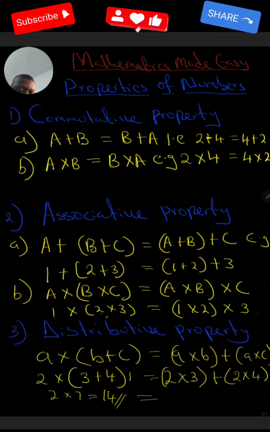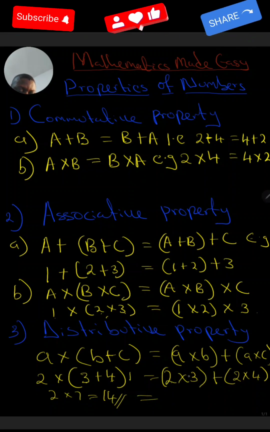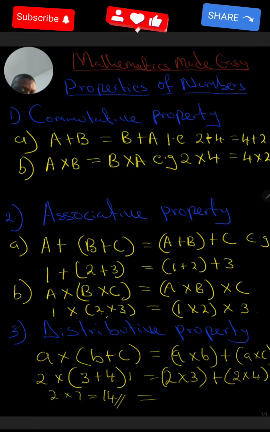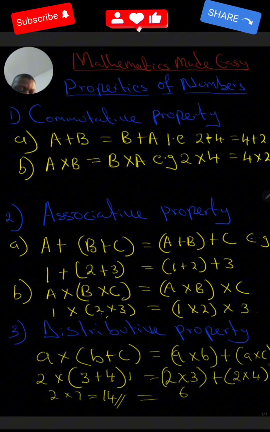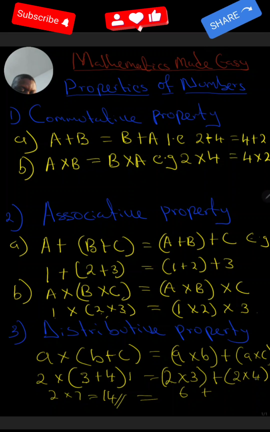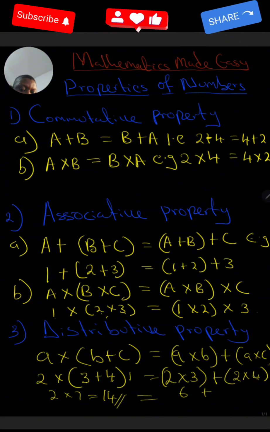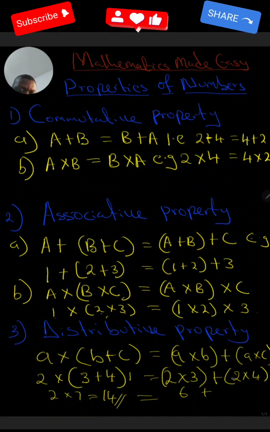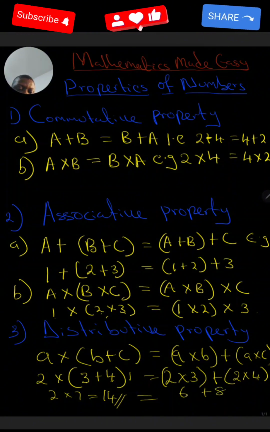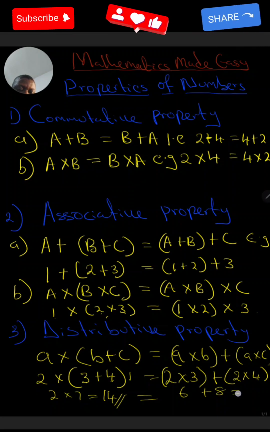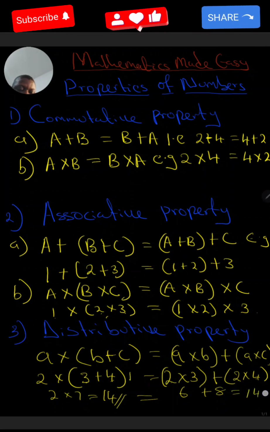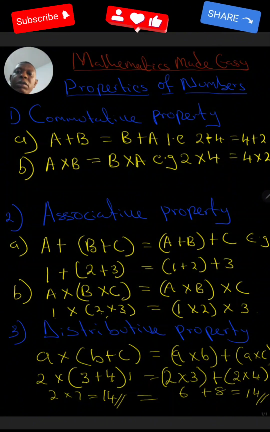Now, what is 2 times 3? 6. When you want to clear this bracket, you multiply by an invisible 1. 6 times 1 is the same thing as 6. Now, plus, what's 2 times 4? 2 times 4 is 8. To clear this bracket, you multiply by an invisible 1. 8 times 1 is 8. So now in total, what is 6 plus 8? 6 plus 8 is 14. Therefore, we have seen that we are getting the same answers on the two sides.